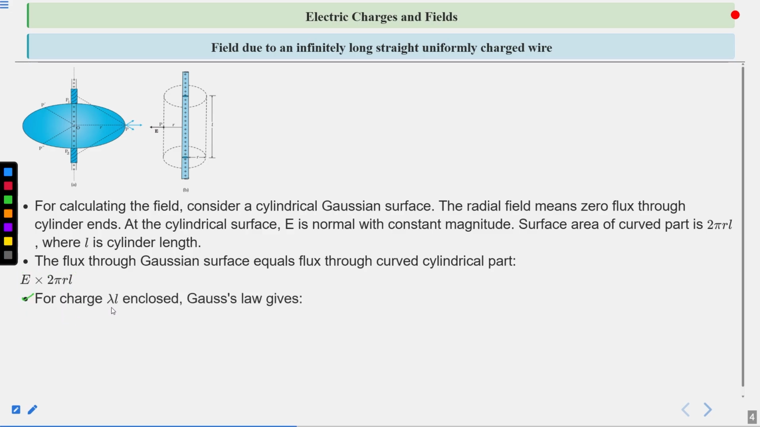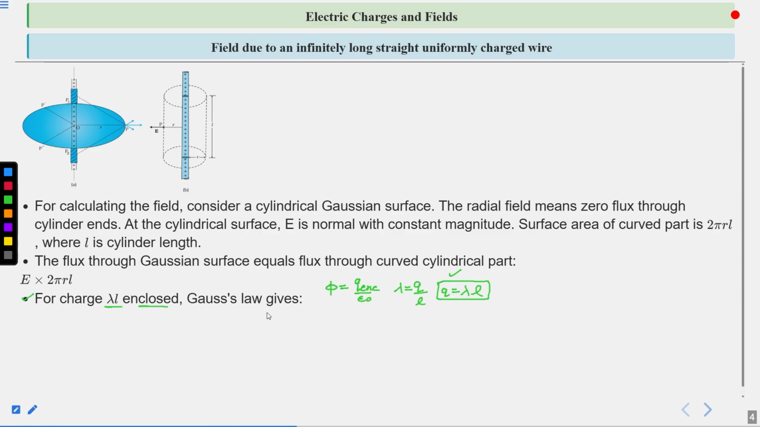For charge lambda L enclosed, we know what is Gauss law. The total flux through a closed surface is equal to total charge enclosed by the closed surface divided by epsilon naught. This is the Gauss law. And what about the linear charge density? It will be density lambda. Here we talk about the linear, so lambda is equal to charge upon length. So charge becomes Q equal to lambda L. So this is the charge and this is the flux, Q enclosed divided by epsilon naught.